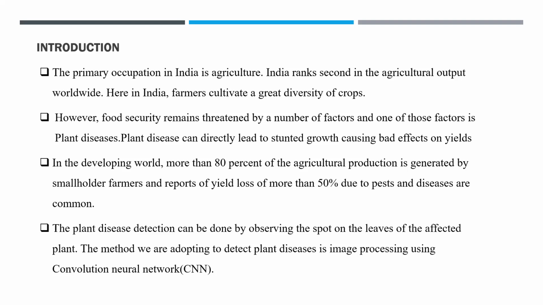Here the food security remains threatened by a number of factors, and one of those factors is plant disease. In the developing world, more than 80% of the agricultural production is generated by smallholder farmers only. Plant disease detection can be done by observing the spots on the leaves of the affected plant. The method we are adopting to detect plant diseases is image processing using convolutional neural network.